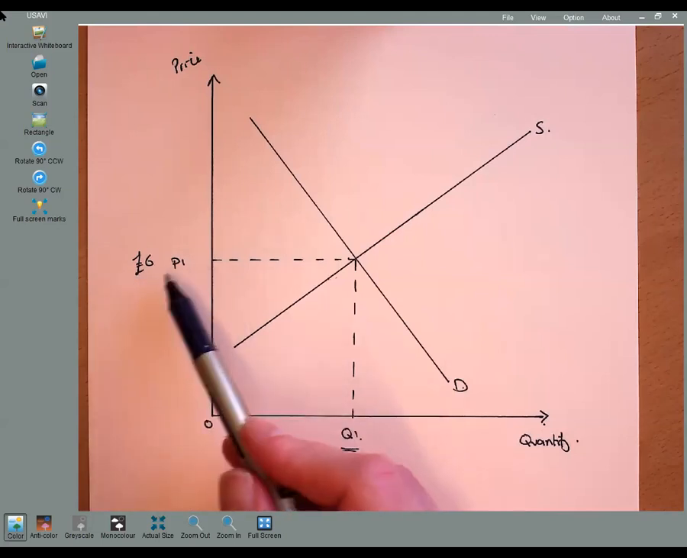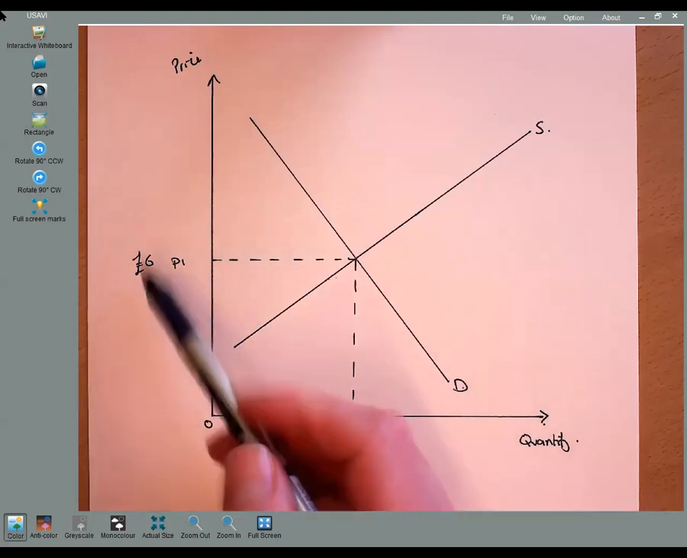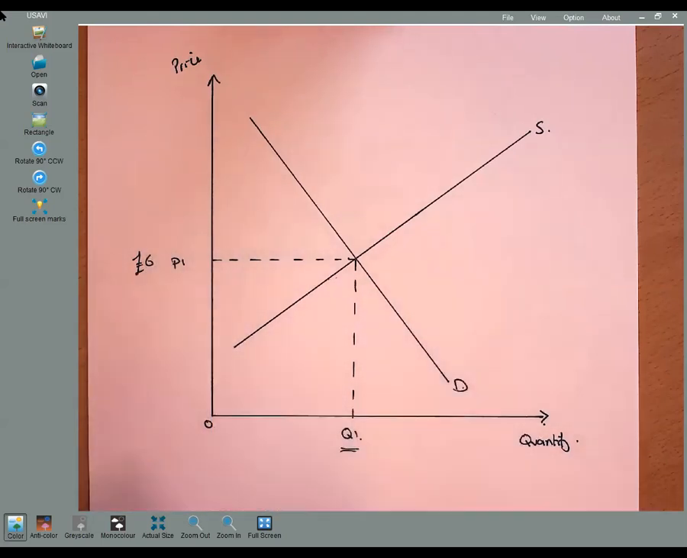So the reason why consumers are only purchasing Q1 and not anything greater than Q1 is potentially because the good is too expensive. So things like gym membership. Now, if we go to the gym, it keeps us fit and healthy. It keeps us in a good mindset, both mentally and physically. It means that we could potentially be more productive at work.